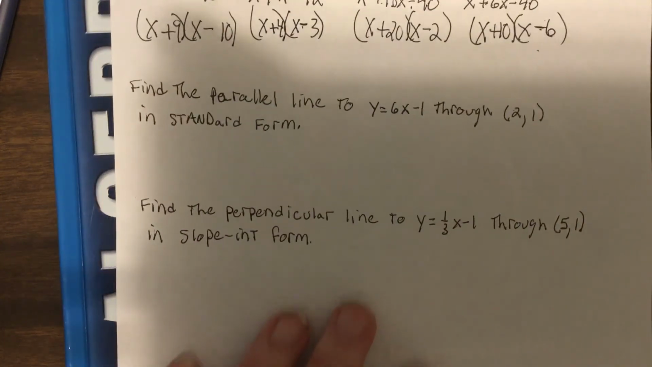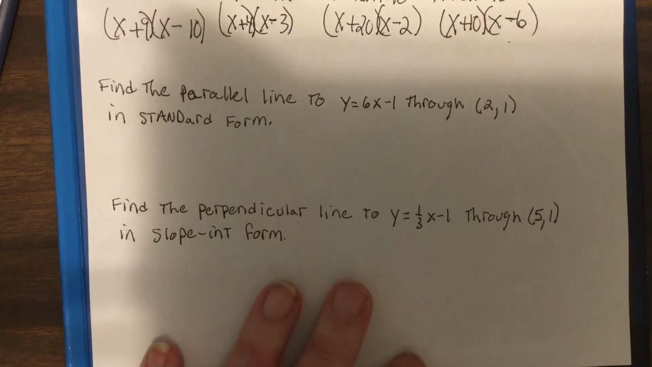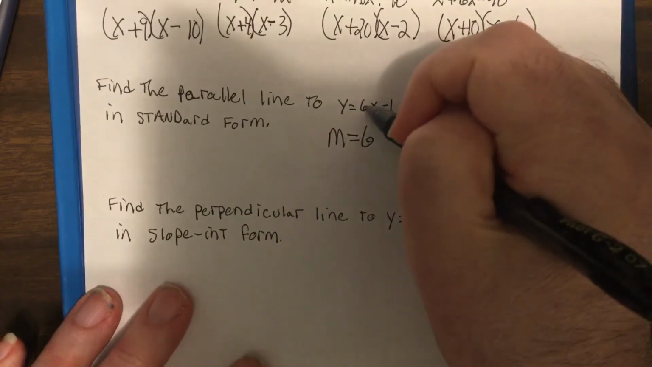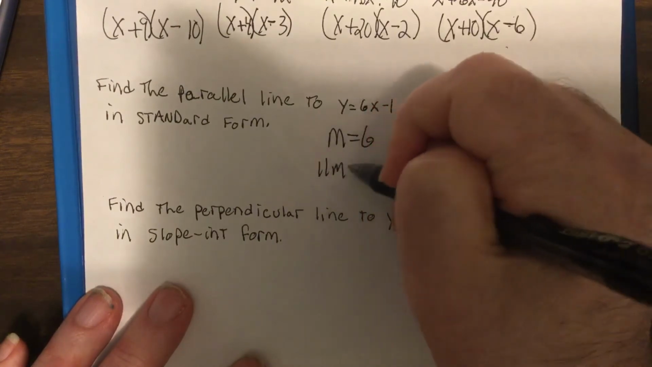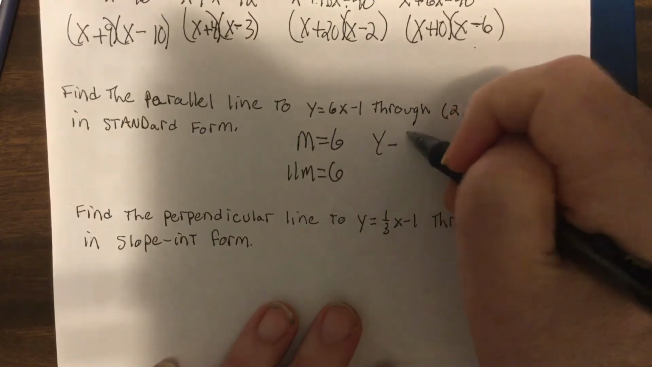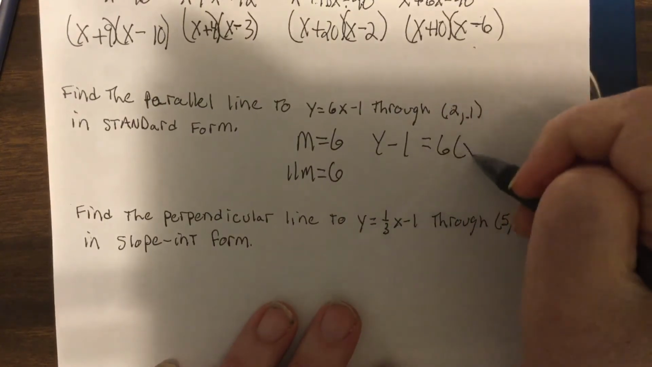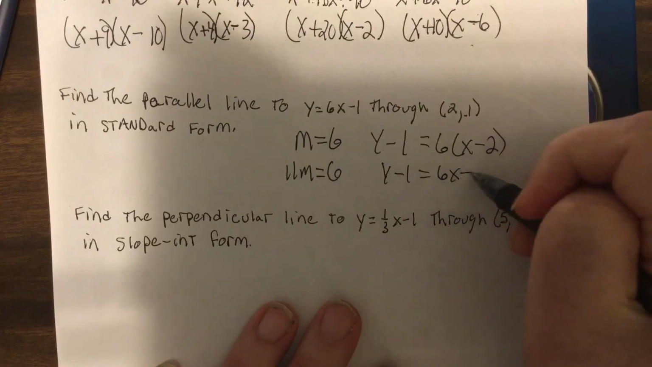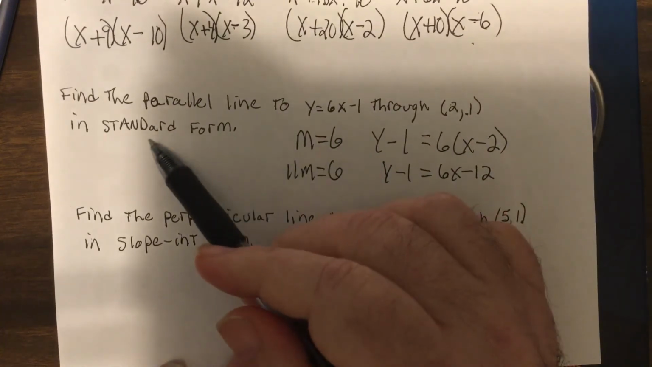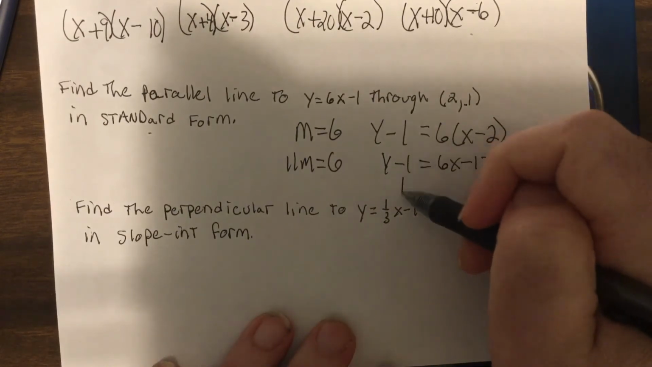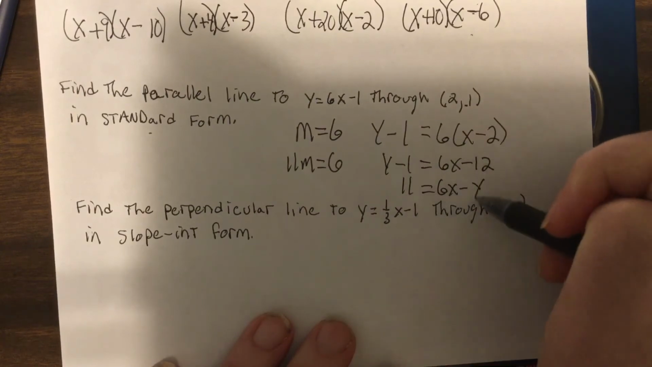Okay, two last problems. Find the parallel line and find the perpendicular. So freeze it and then turn me back on. Okay, so the slope of this one is 6, so the parallel line slope is 6. So you go y minus 1 equals 6 times x minus 2. So it'd be y minus 1 equals 6x minus 12. And I want it in standard form, so I'm going to subtract y and add 12. So I'd have 11 equals 6x minus y.